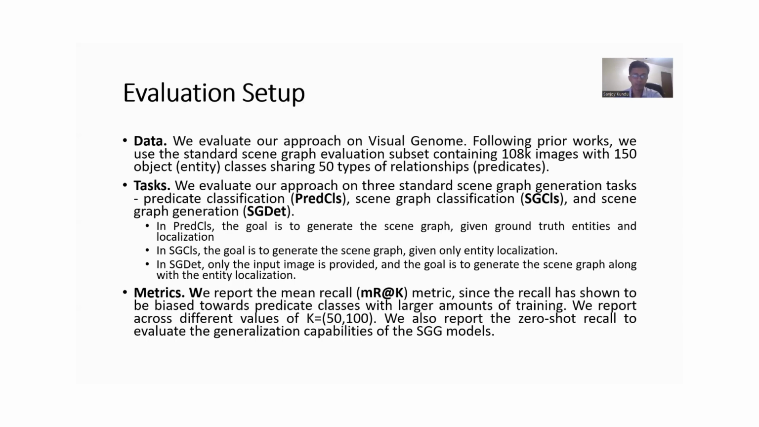We evaluate our approach using the Stanford split of the Visual Genome dataset containing 108K images with 150 object classes sharing 50 types of relationships. We use the standard predicate classification, scene graph classification, and scene graph generation tasks to evaluate our approach. In our work, we report our results using the mean recall metric.